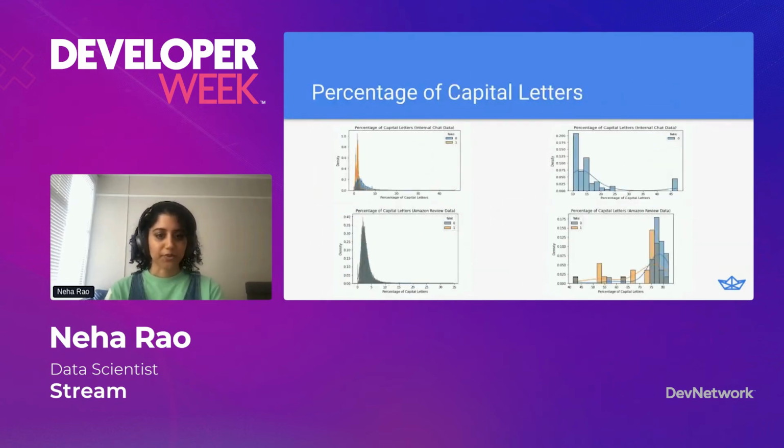Same thing with percentage of capital letters. Once again, distributions look different with our internal chat data. Not so much with the Amazon review data. When you kind of zoom in on the tail, obviously these are different regions, but when you zoom in on the tail, you do see some difference, but nothing very significant yet. I'm hoping with our chat data, this could be a useful feature along with percentage of characters not in the alphabet.